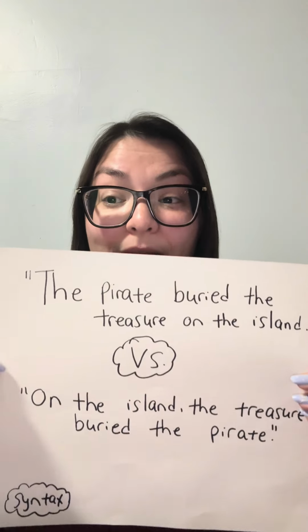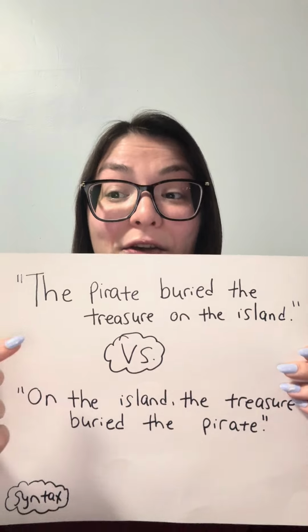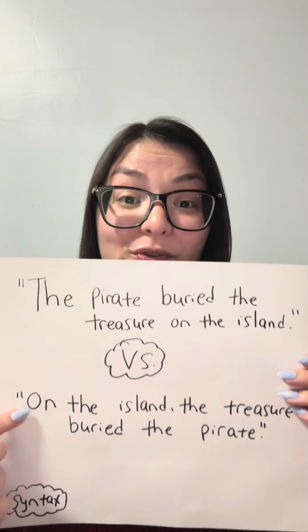Syntax, which is number 3 on our list, refers to the rules for putting words together in a sentence. Understanding syntax is so important for reading comprehension and writing because it teaches children how word order changes meaning. For example, the pirate buried the treasure on the island versus on the island, the treasure buried the pirate. Research from Owen 2021 indicates that mastering sentence structure helps the children understand meaning in a text and helps them write coherent sentences by themselves.